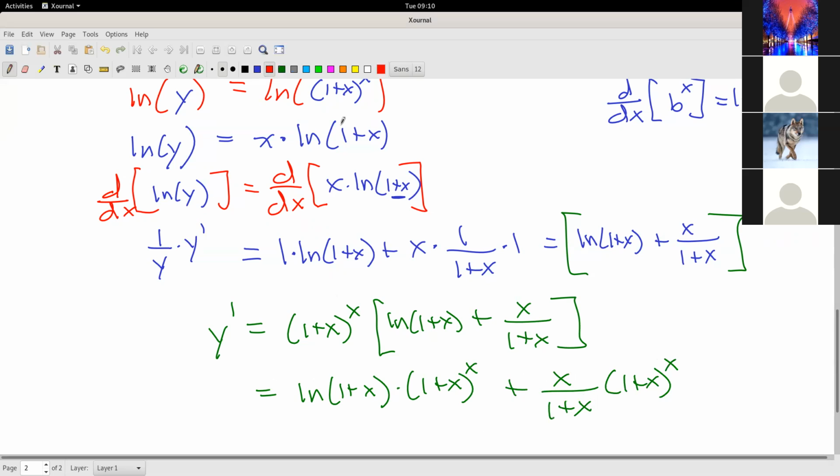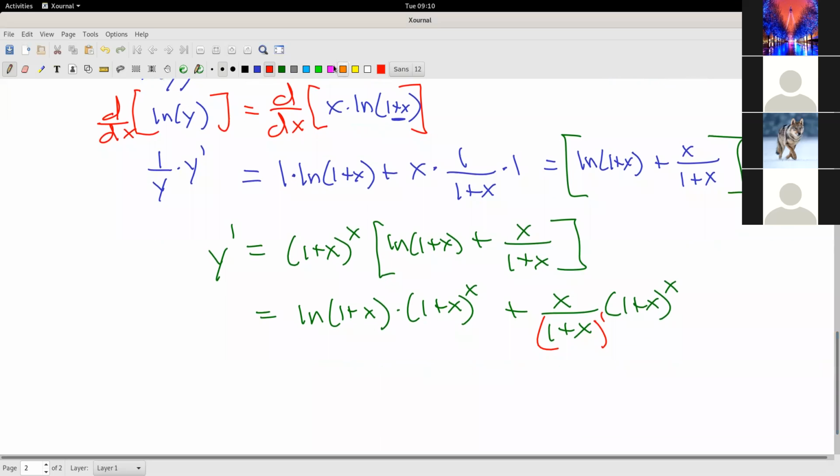Now here, I hope you notice that there's a 1 plus x to the power 1 in the bottom and a 1 plus x to the power x in the top. So I'm going to use the quotient rule for powers on that. So I still have this first term, natural log of 1 plus x times 1 plus x to the power x. And then over here, I have plus x times 1 plus x to the power x minus 1.